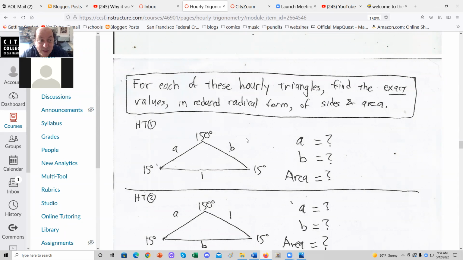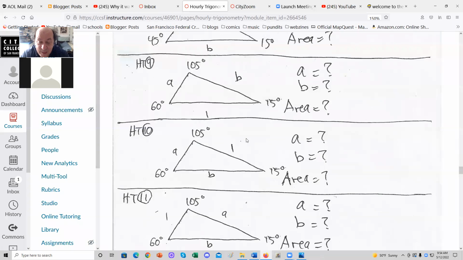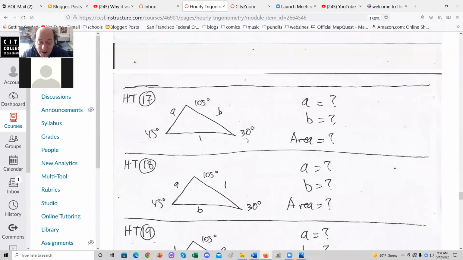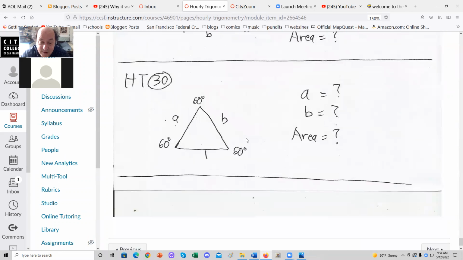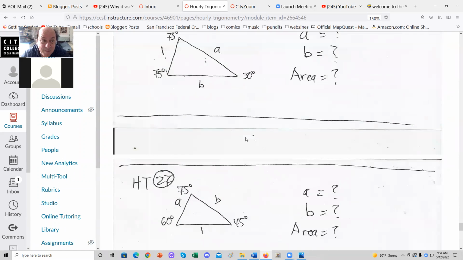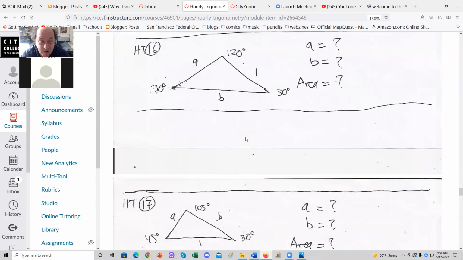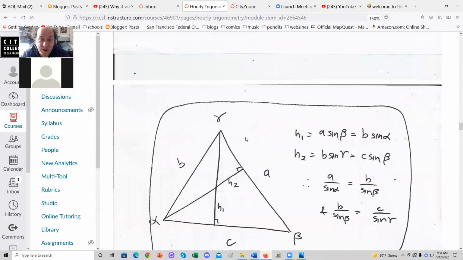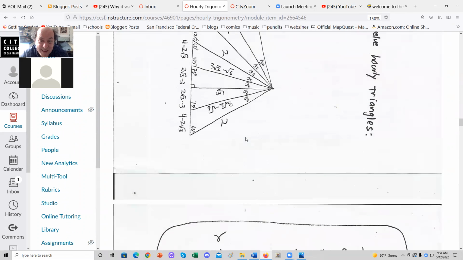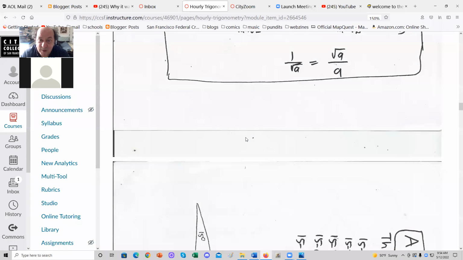So, okay, that's what these are. Those are the hourly triangles. And so I recommend this to you. If you do well enough on it, it'll make up for any mistakes done anywhere else in the whole semester. So this is my recommendation.